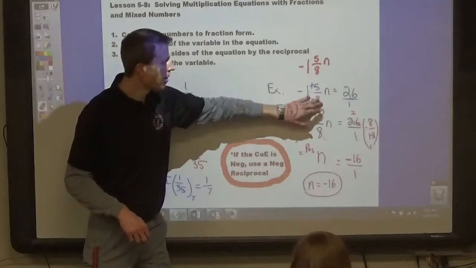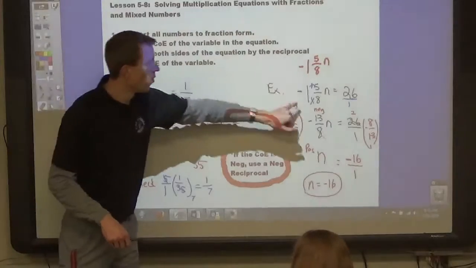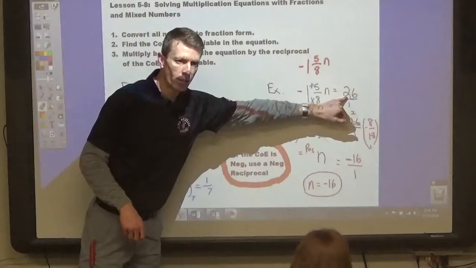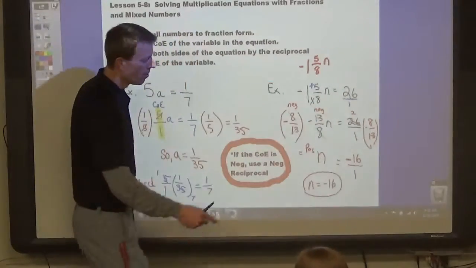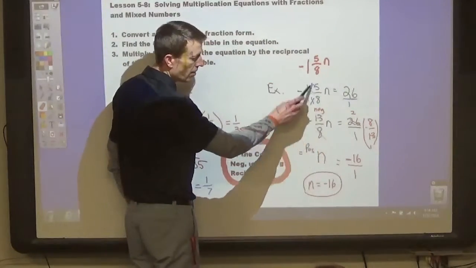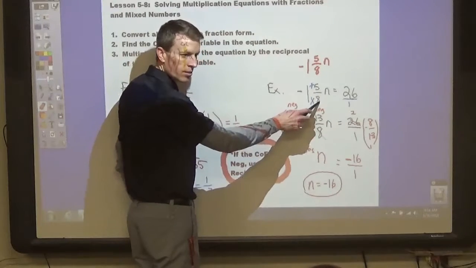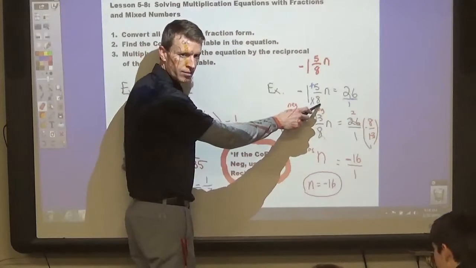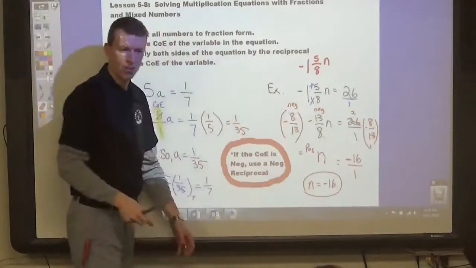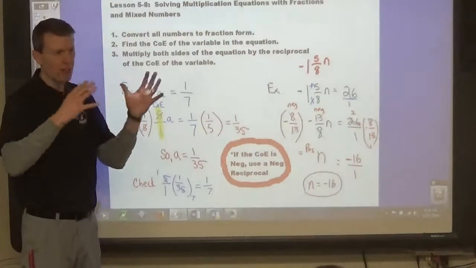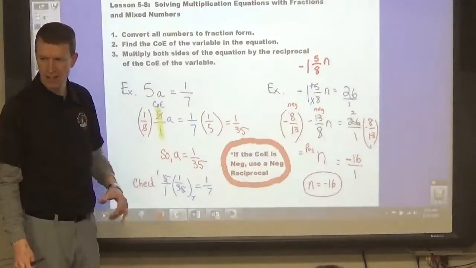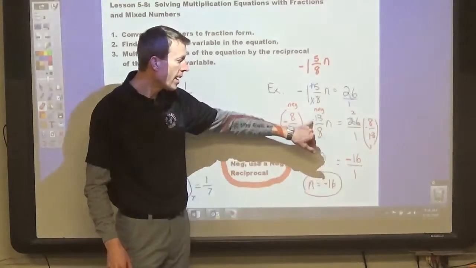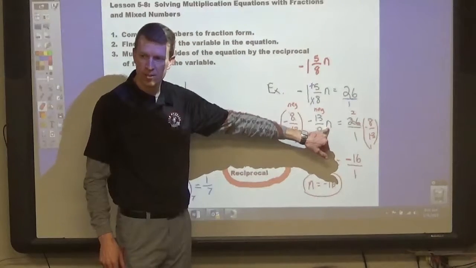Same thing you do with a mixed number. Convert it to fraction form. So if we have -1 and 5/8 n equals 26, then convert it to a fraction. 1 times 8 plus 5 is 13. Write it over the denominator. So it's 13/8. You know how to do that. Mixed numbers to fractions. You've been doing that for a couple of years already. That's nothing new. It's 13/8 n. Sorry, negative 13/8 n. Okay?